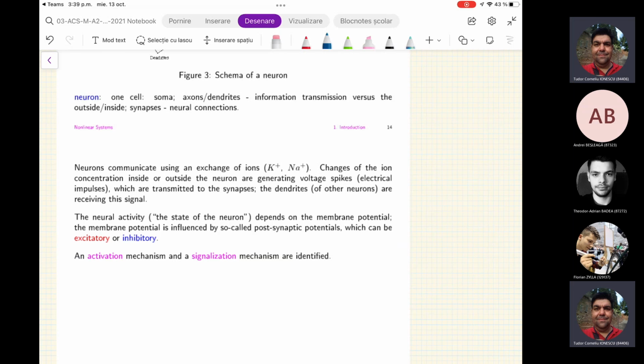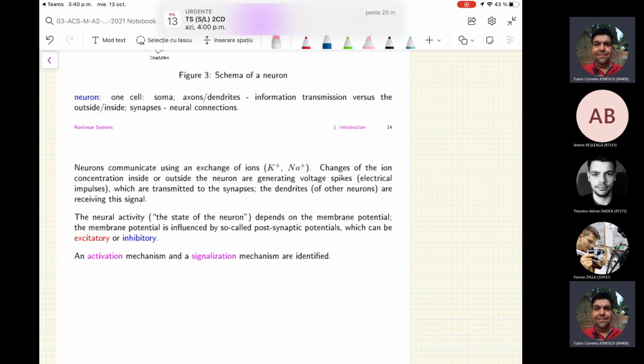Neurons communicate using exchange of ions, natrium and potassium. Changes in the ion concentration inside or outside the neuron generate voltage spikes. These are all electrical impulses transmitted to the synapses, and the dendrites of the other neurons are just receiving and catching these signals. This is the way it actually works inside the neurons, through the concentrations. So probably this is going to be some sort of an electrical circuit.